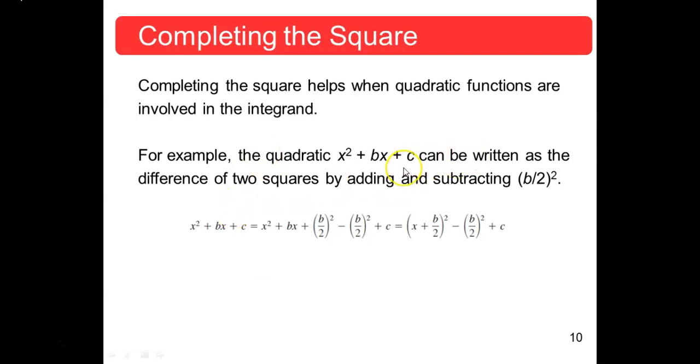Okay, and just to review, when we complete the square, we have x squared plus bx plus c. Then we have to add b over 2 squared. This is where our complete square comes from. And then, of course, we have to subtract that same value just so we don't change the value of the equation itself. So then these first 3 terms, you can reduce to x plus b over 2 squared. And then we're just left with the minus b over 2 squared plus c.